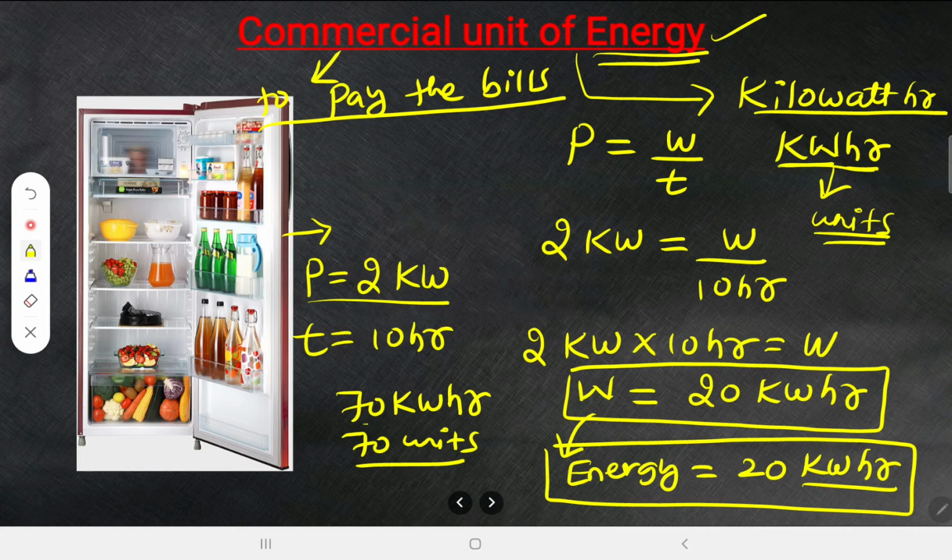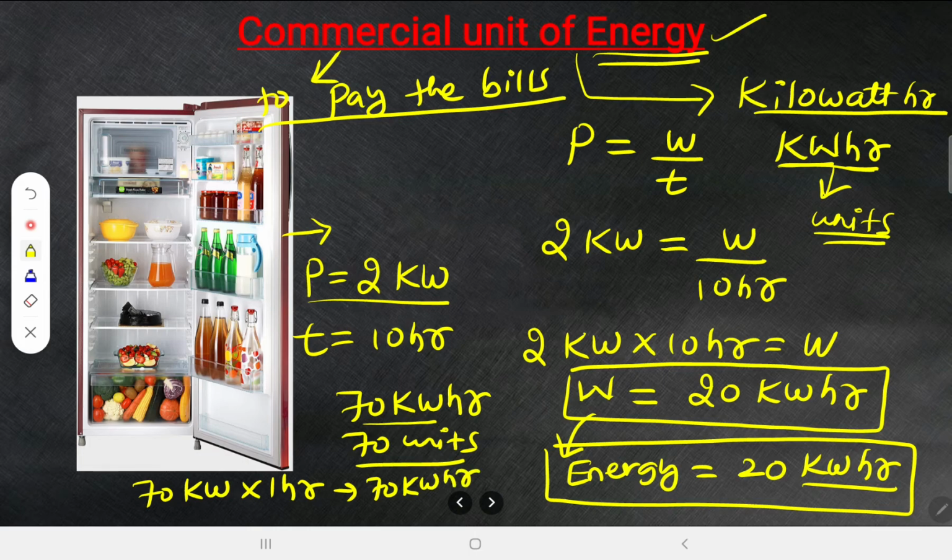So what do you mean by 70 kilowatt hour? Suppose a device of power 70 kilowatt is there, I will not take the 2 kilowatt example here, and it is used for 1 hour. Then what will be the work done or energy consumed? It becomes 70 kilowatt hour.